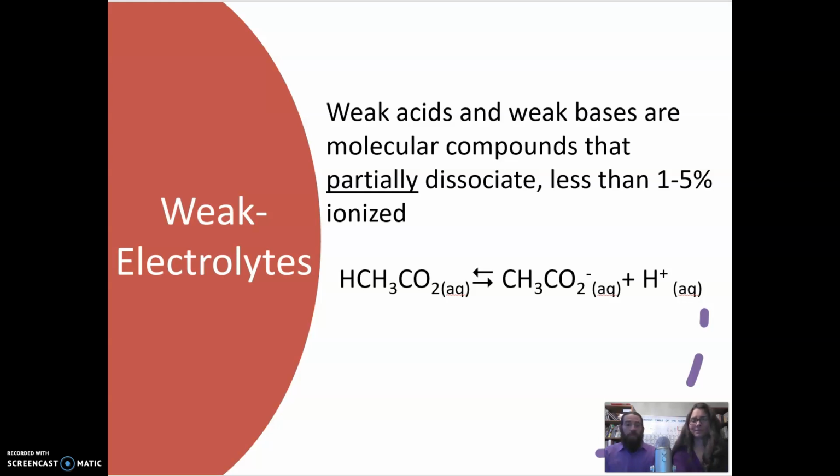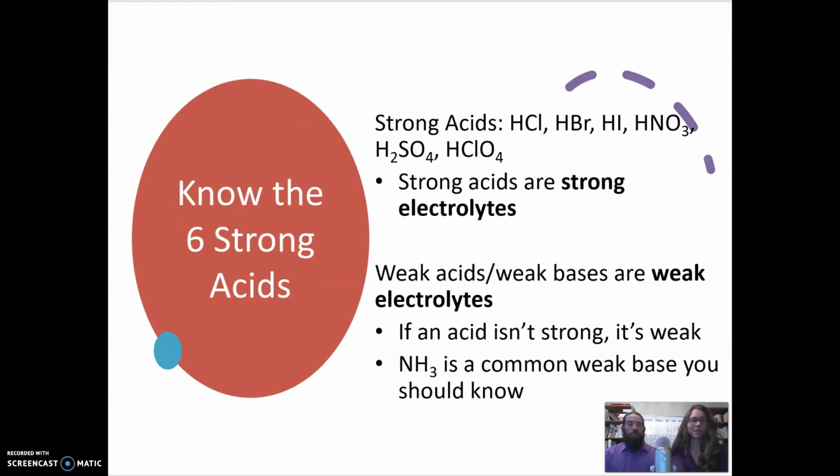So weak electrolytes, think dimly lit bulb as opposed to a bright lit bulb. Weak acids and weak bases are molecular compounds, but they do partially dissociate. That means they do form some ions, but it's a small amount of ions. Less than 1 to 5% is kind of the rule of thumb there.